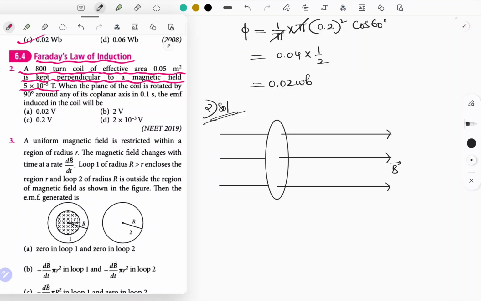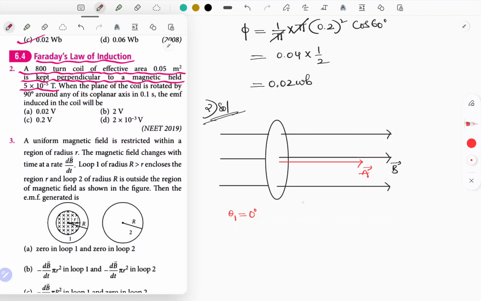Okay. Observe this diagram. Area of the coil is perpendicular to the magnetic field. This is the way to represent it. Now the area of this coil is represented in the direction of the magnetic field here like this. This is the first position. Now what is the value of theta 1? Theta 1 is equal to 0 degrees because the area vector and magnetic field both are in the same direction.